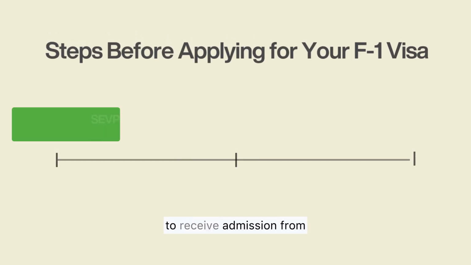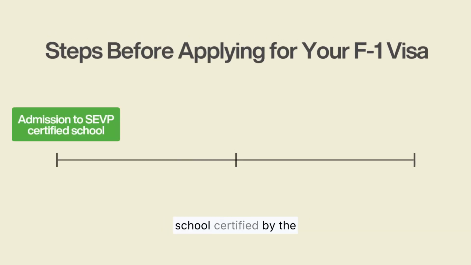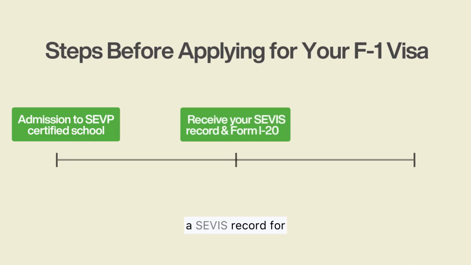The first step is to receive admission from a U.S. school certified by the Student and Exchange Visitor Program, or SEVP. Once you are accepted, your school will create a CVIS record for you and issue you a Form I-20.